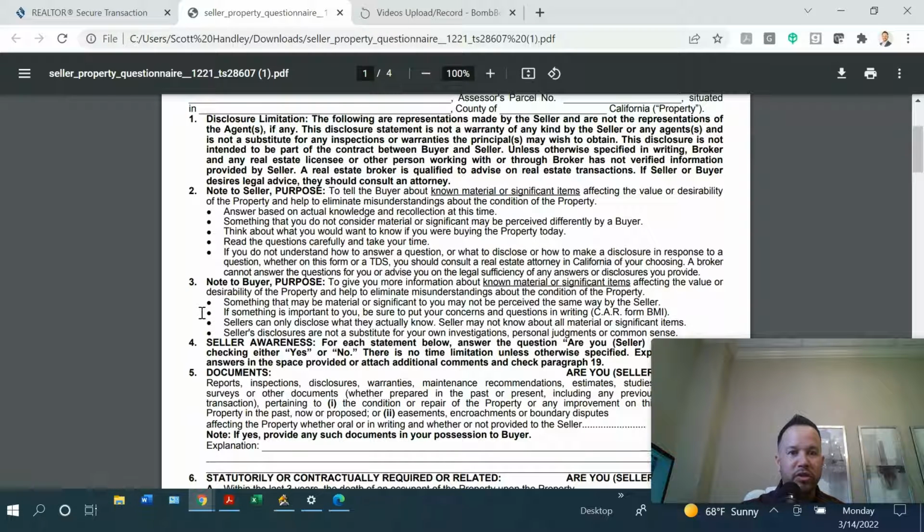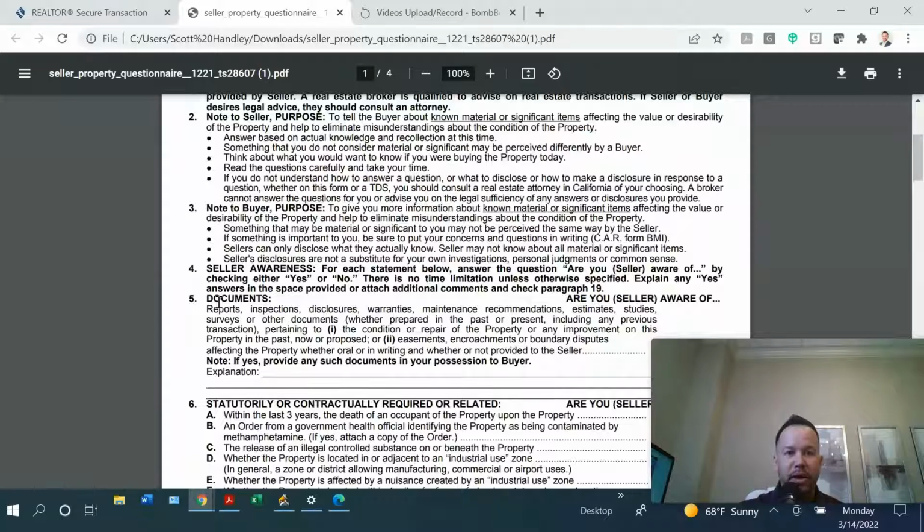Okay. Sellers can only disclose what they actually know. Seller may not know about material or significant items. Because remember, are they aware? Are they aware of these deficiencies? Sometimes they are not. Sellers' disclosures are not a substitute for your own investigations, personal judgments, or common sense. So it's getting everyone on the same page here.